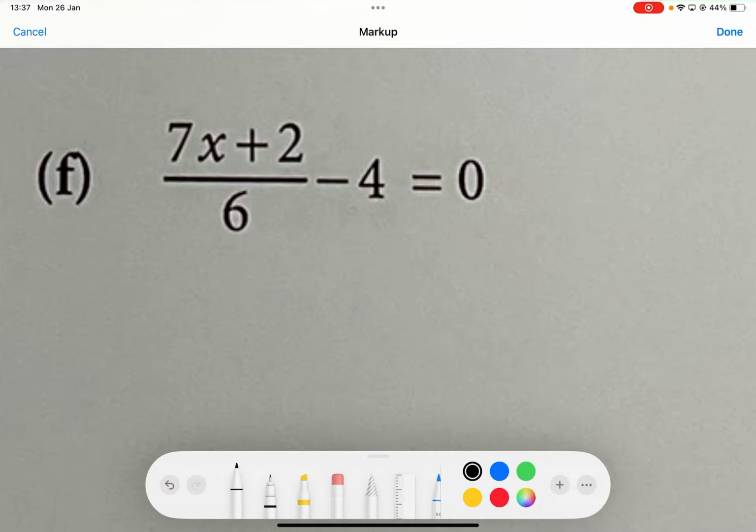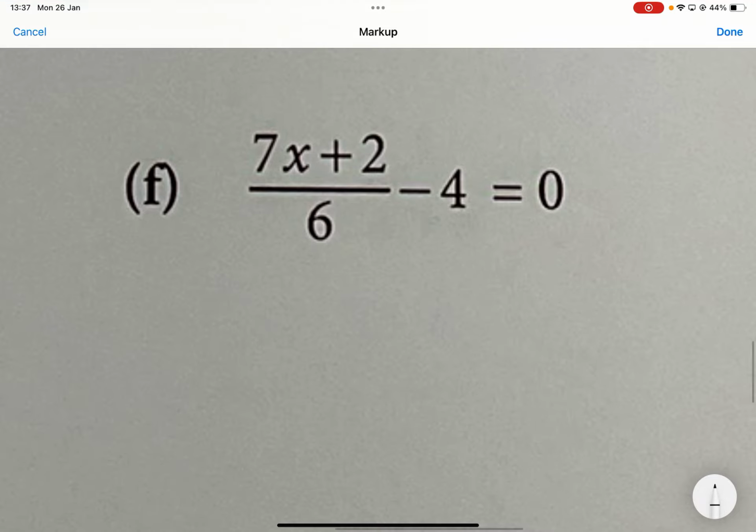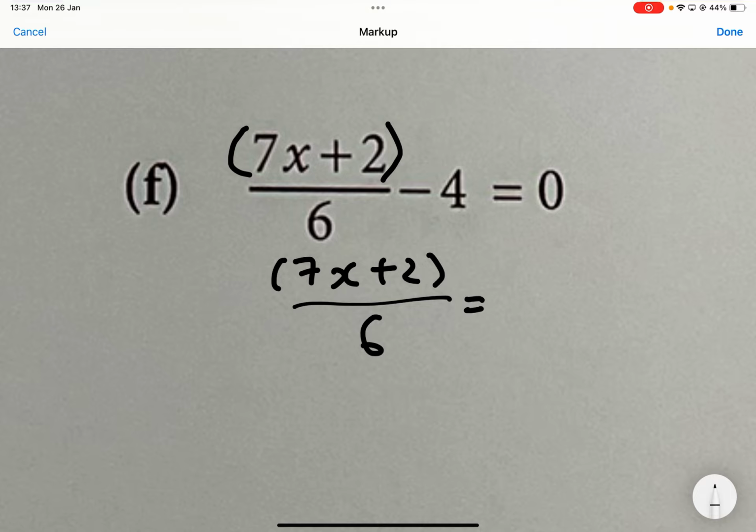Part F. Bracket first. Okay? Then it must come to my mind, the front fraction got x inside. This number 4 doesn't have any x, so I can bring it to the other side first. And when it crosses the equal sign, minus 4 comes here and becomes positive 4. Then am I able to continue? I make the left hand side no longer a fraction.